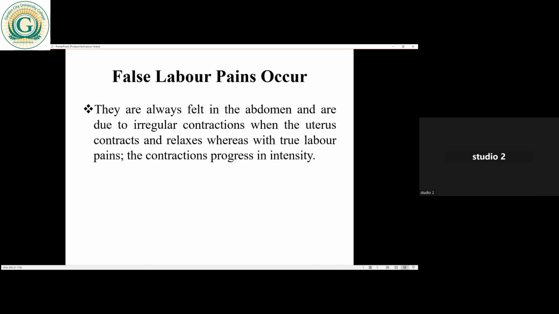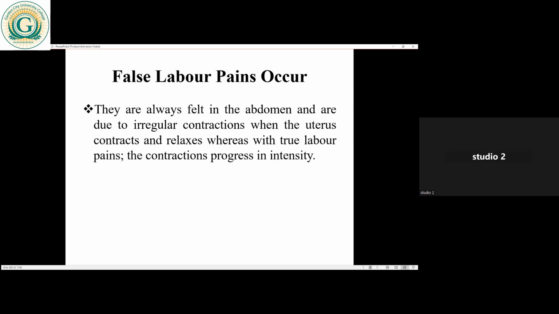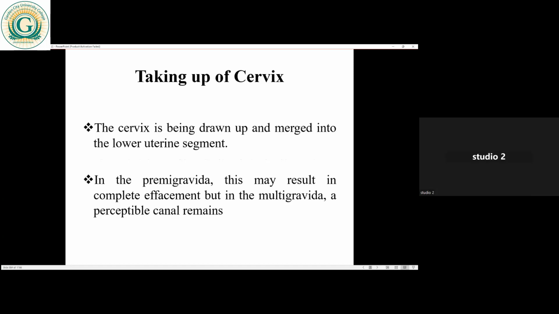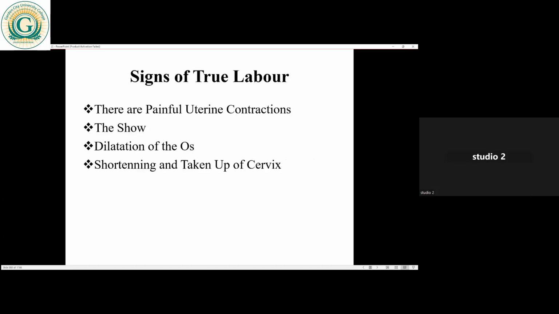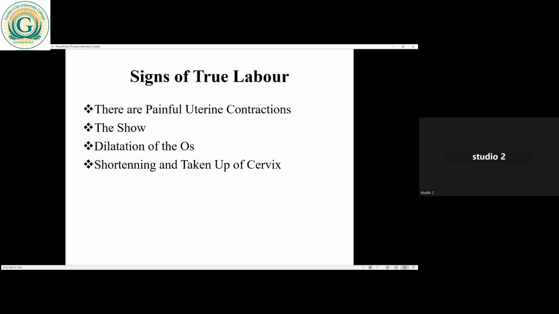If you remember, they become stronger and stronger. And we have taken up of the cervix. You do a vaginal examination, you see that the cervix has gone up, then the woman is closer to delivering. But when this happens, the woman is in true labor. You can't waste time with her. She has to be sent to the hospital.